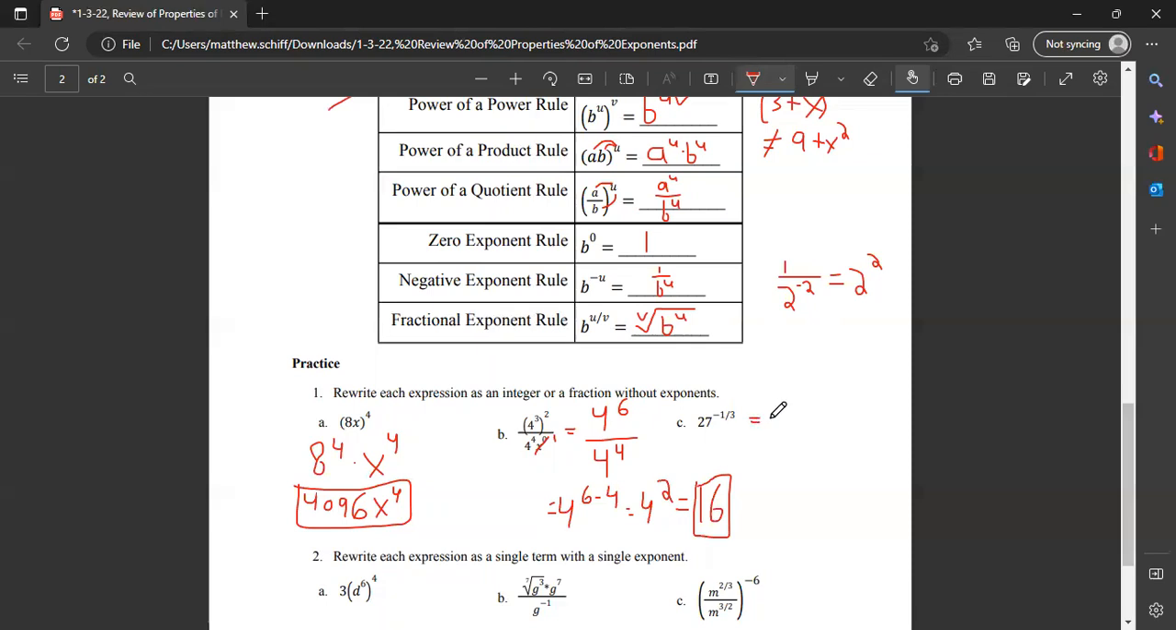So by the negative exponent rule, the result is 1 over, and then you rewrite the original expression, but now with a positive 1/3 exponent. And then 27 to the 1/3 power, that really means you're taking the cube root of a number. So I want the cube root of 27. 27 happens to be a perfect cube. It's 3 to the 3rd power. So we get 1/3.